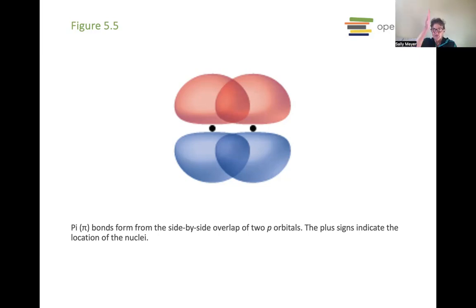When that happens, if you were to cut it across the bond axis and look down at one of the nuclei, you'd see a red lobe on the top and a blue lobe on the bottom. So that's not circular. So this we'll call a pi bond.